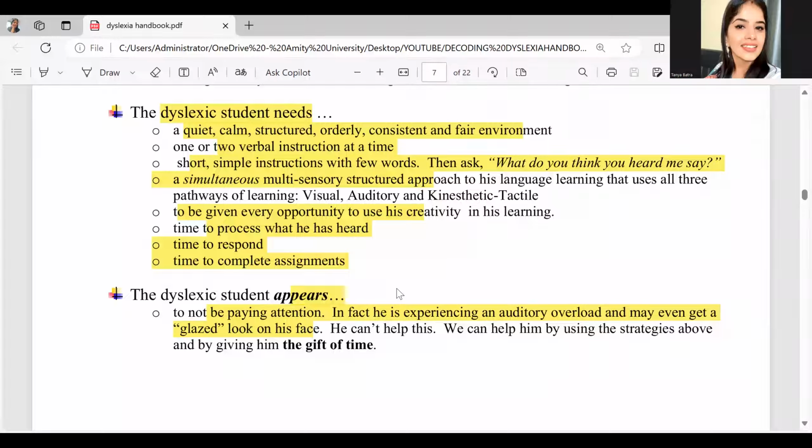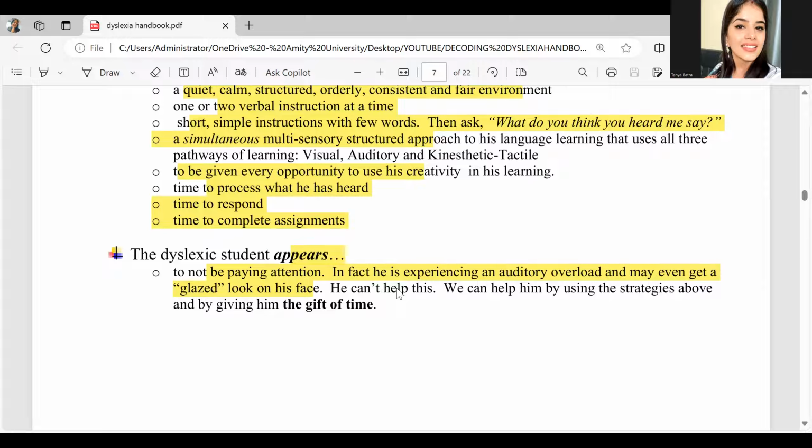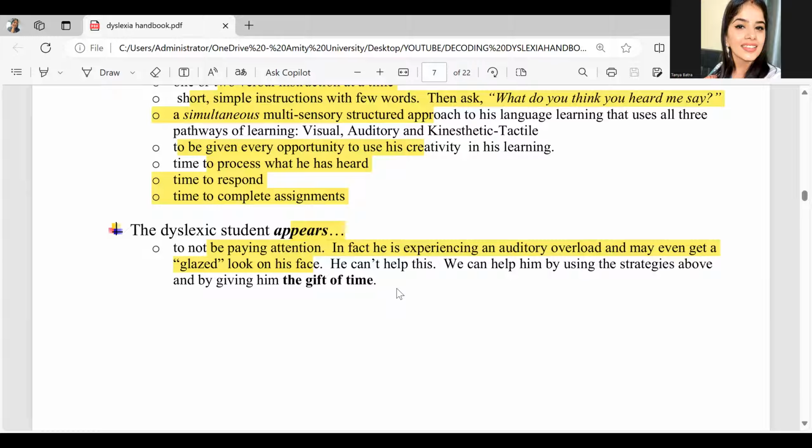So there has to be a quite structured, consistent, and fair environment around him. One or two verbal instructions at a time, short, simple instructions with few words. Okay. Then time to process what he has heard. An opportunity should be given to explore his creativity in the learning.